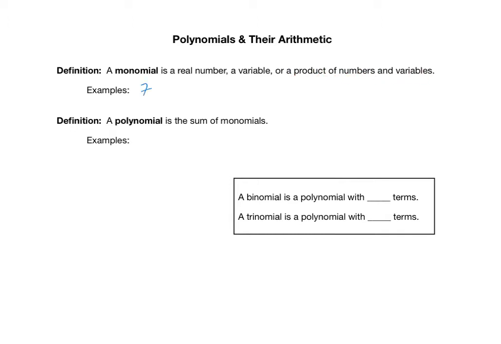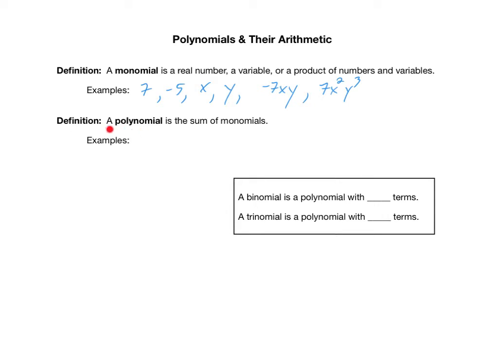For example, 7 is a monomial. -5 is a monomial. x is a monomial. y is a monomial. -7xy is a monomial. 7x squared y cubed, these are all monomials because each is either a real number, a variable, or a product of numbers and variables. So you might be looking at this one saying, wait a minute, but remember, exponents represent a product. So this just tells you you've got 7 times 2 x's and then times 3 y's. So each of these is an example of a monomial. Notice there are no sums or differences in these expressions.